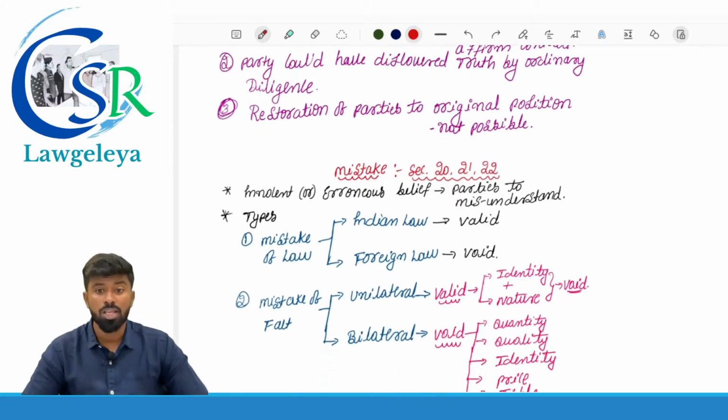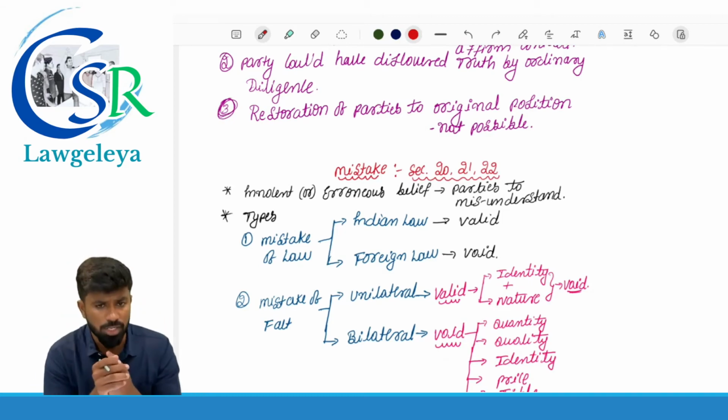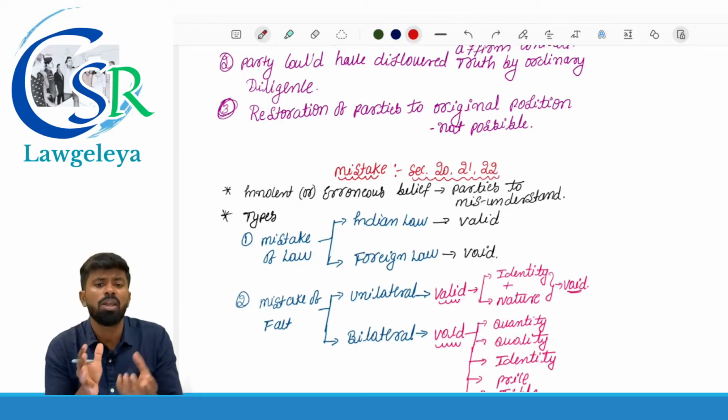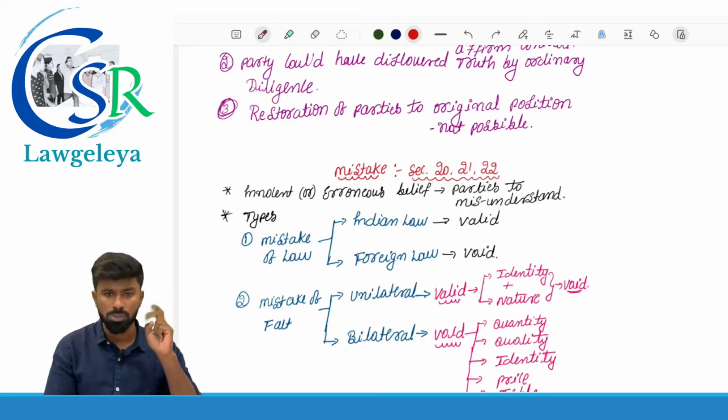Next one, mistake, sections 20, 21, 22. An innocent or erroneous belief by the parties to the contract, or where a party misunderstands, is called as what? Mistake. A wrong belief, an erroneous belief, is called as mistake. Mistake can be of how many types? Two types. Mistake of law, mistake of fact.